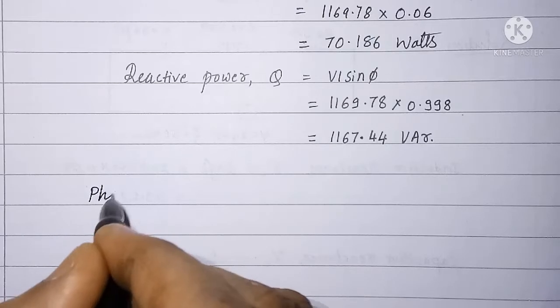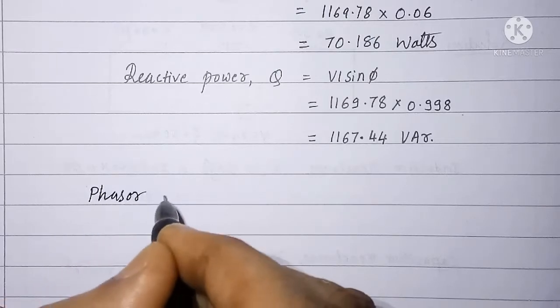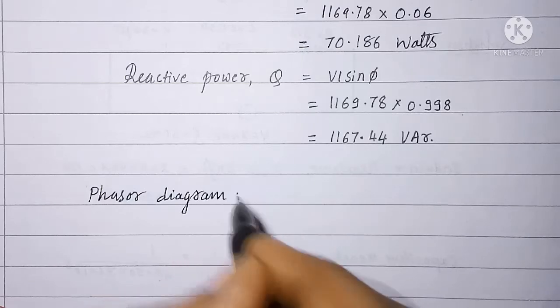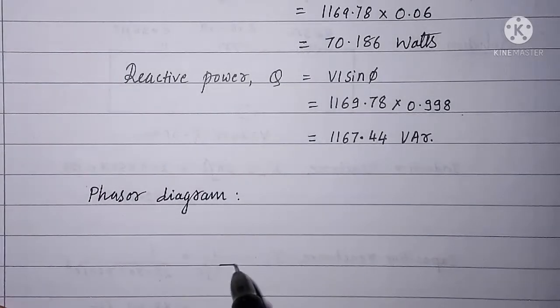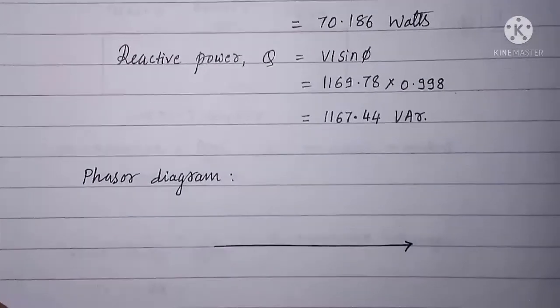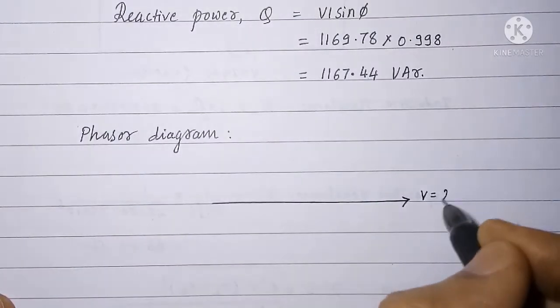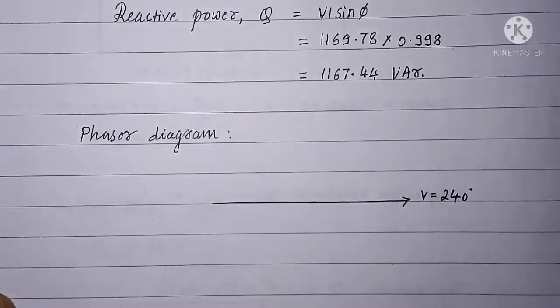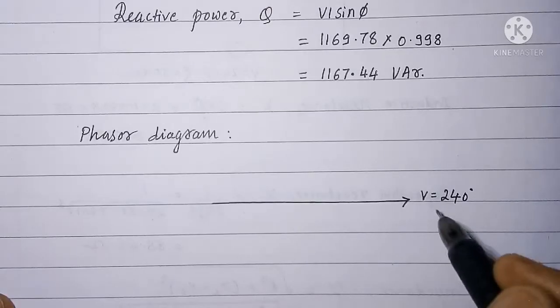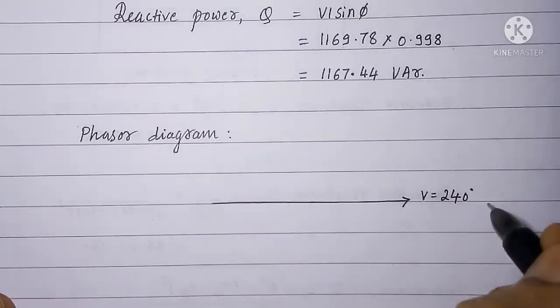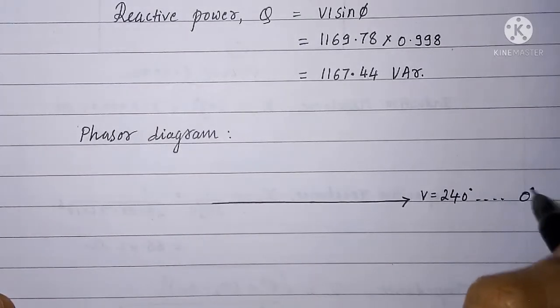Next we have to draw phasor diagram. Taking voltage as reference, we will show V equal to 240 at 0 degrees. So here is now 0 degree line.